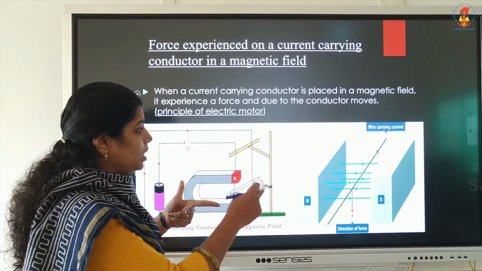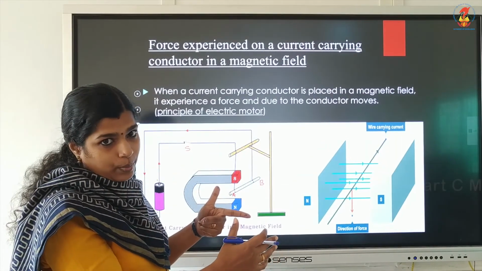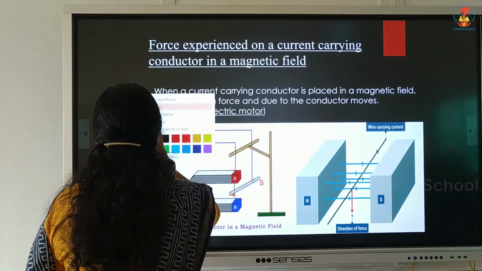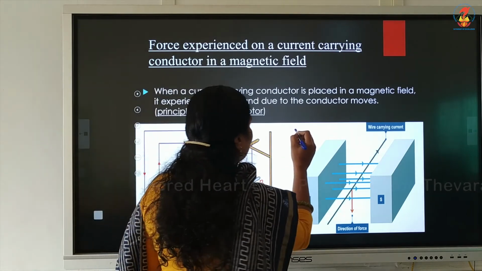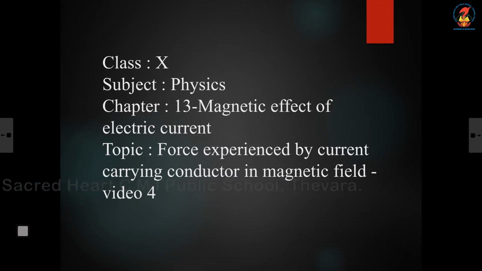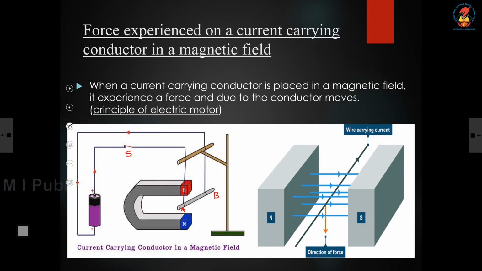Okay. Here you can see the magnetic field is from north to south direction, in this direction. So, you will keep your forefinger in the direction of magnetic field, north to south.